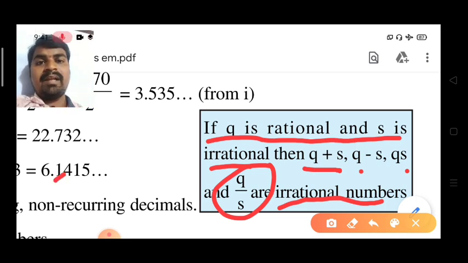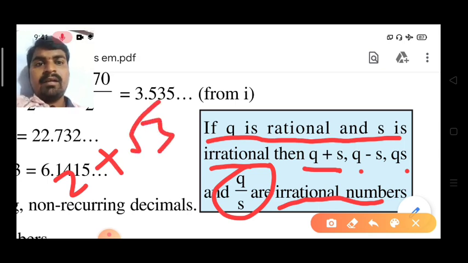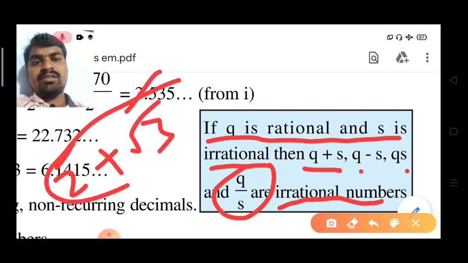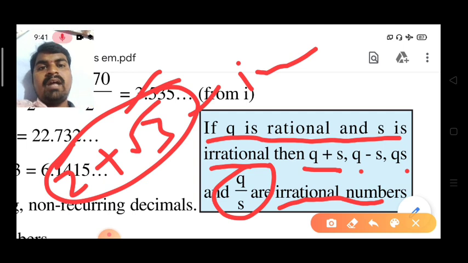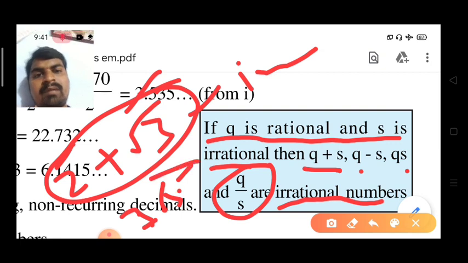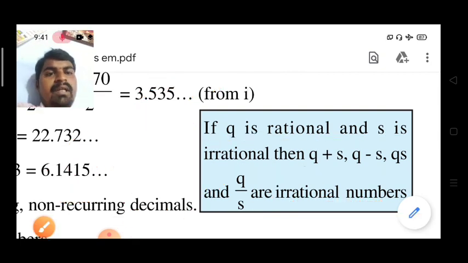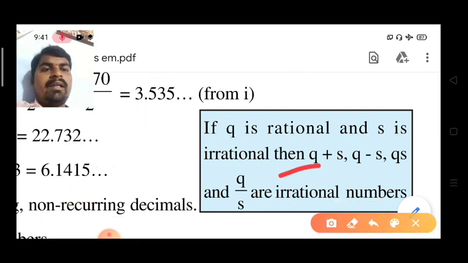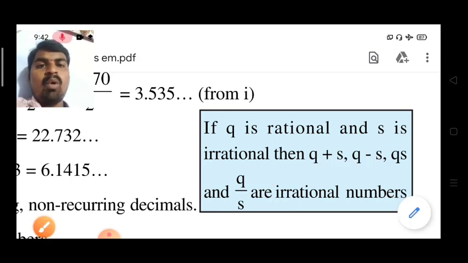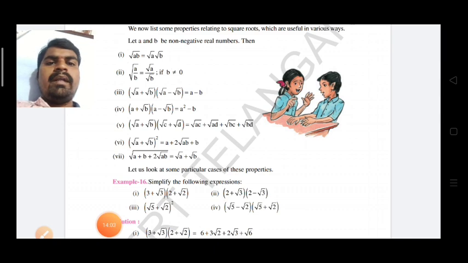I am explaining: 2 plus root 3 is rational and irrational, but the total is what? Irrational only. And 3 into root 5, multiplication: 3 is rational, root 5 is irrational, but the total is what? Irrational only. So it is a very important point. The combination of rational and irrational is always what? Irrational numbers only.